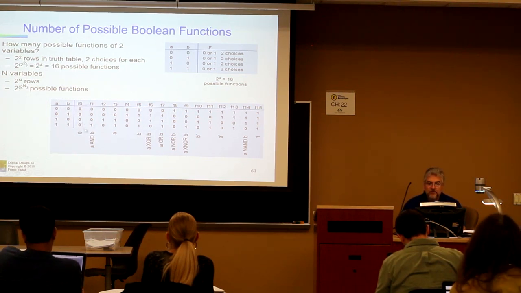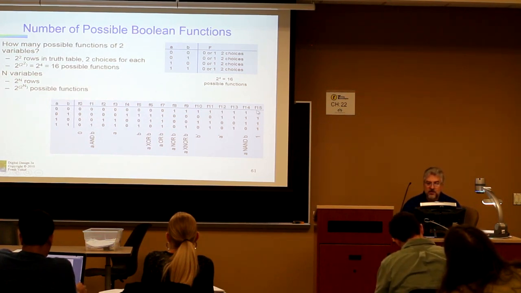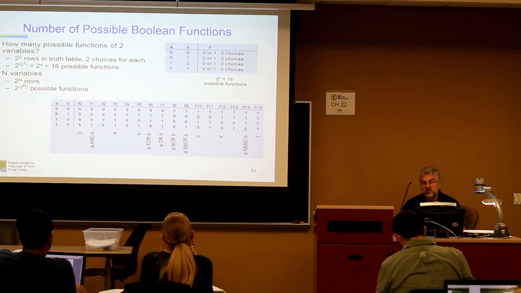And so, if you look across this way, if A is the input and B is the input and they're both 0, and you get out 1, and A is 0 and B is 1 and you still get out 1, and A is 1 and B is 0 and you still get out 1, and A is 1 and B is 1 and you still get out 1, that means that no matter what the inputs are, F is equal to 1, no matter what A and B are input.